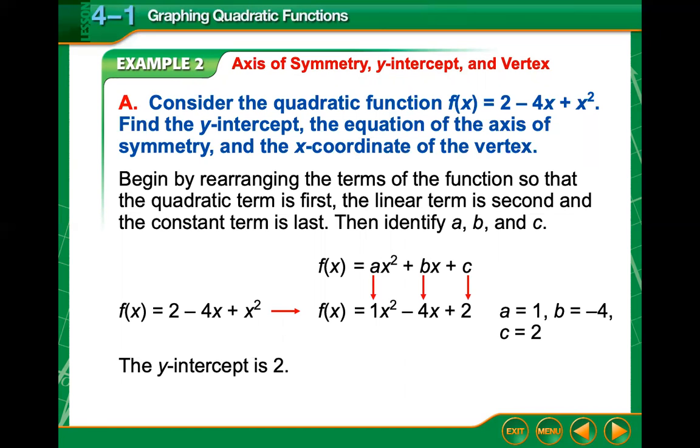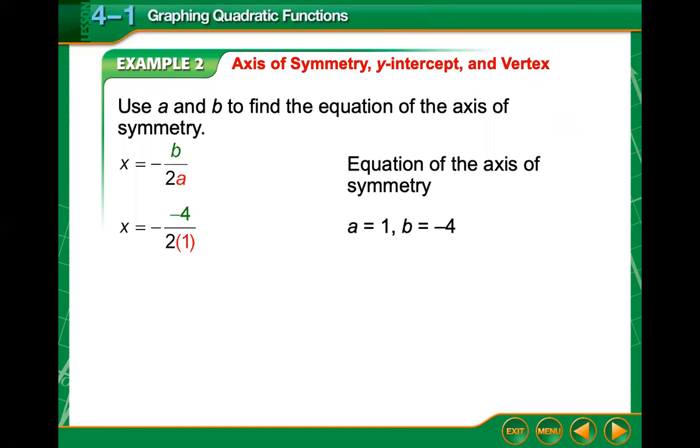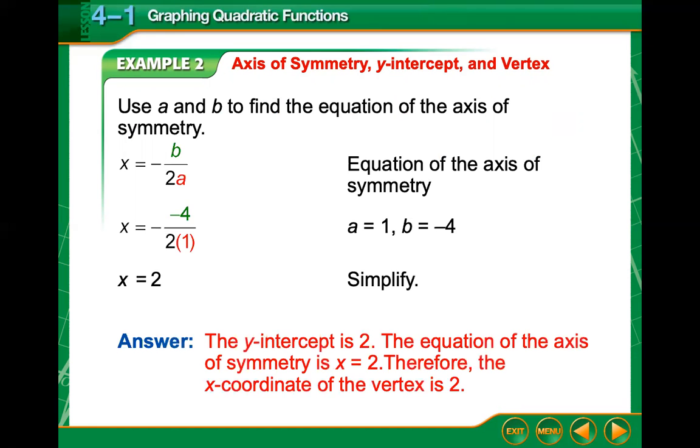So because we know our c value, we can determine that our y-intercept is 2. And by using a and b, we can find the axis of symmetry. So we're going to substitute -4 and 1 in to get x equals 2. x equals 2 is also the x value of the vertex.